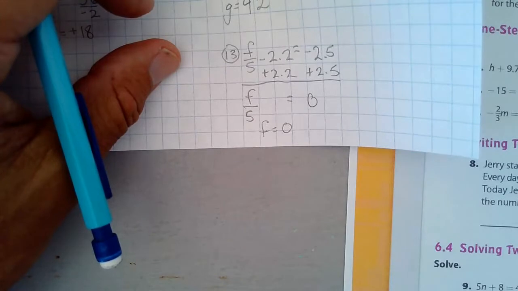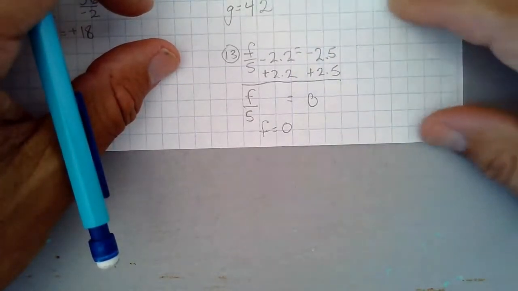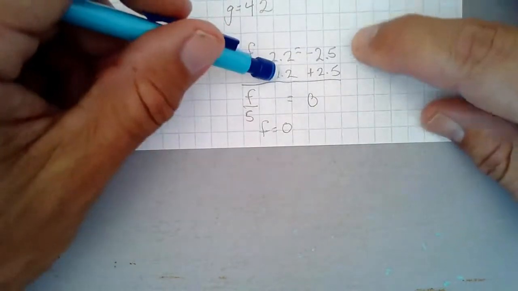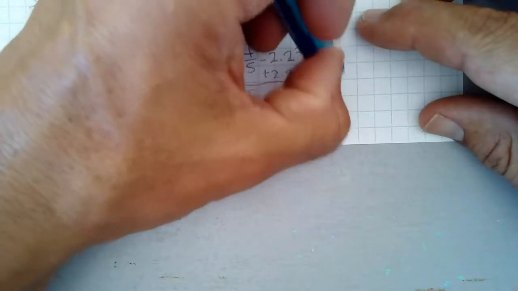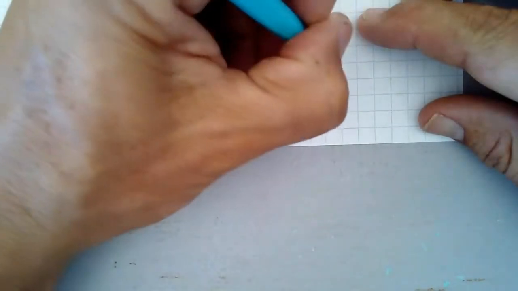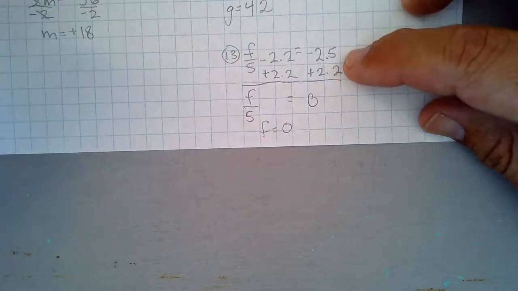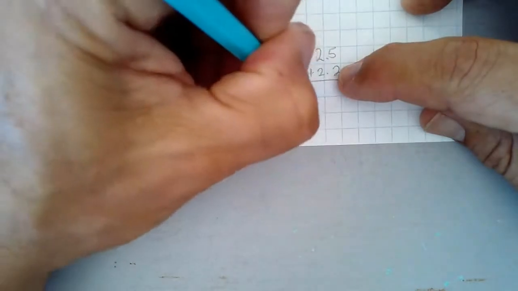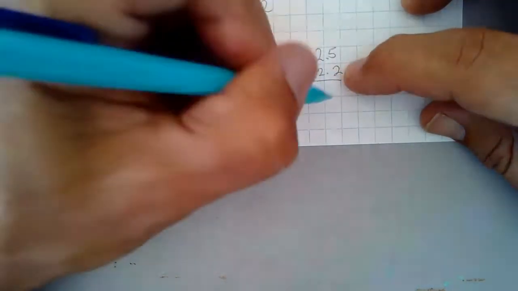Oh, wow. I made a little mistake here. Look at that. I should have written 2.2 right there instead of 2.5. I wasn't thinking clearly. So 2.2, and these are different signs, so I have to subtract them, and the answer is going to be negative because 2.5 is bigger than 2.2. So let's see. That's 0.3.